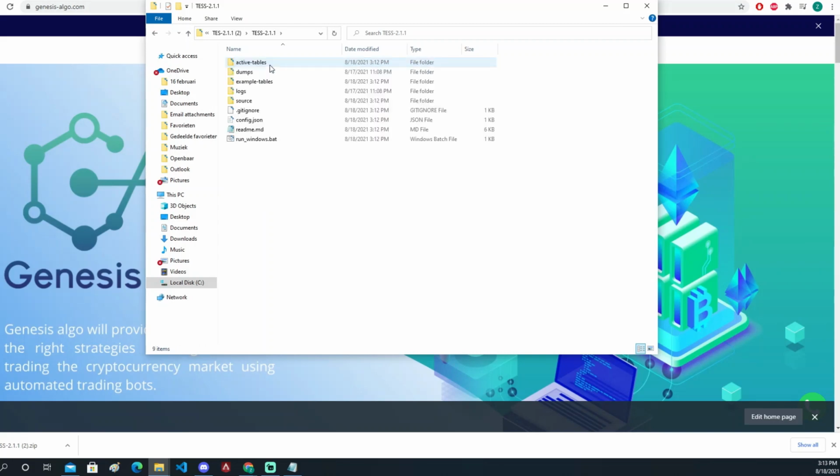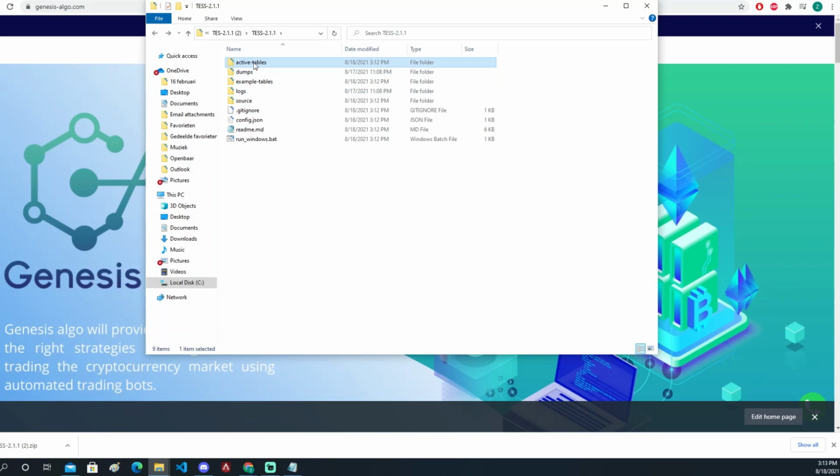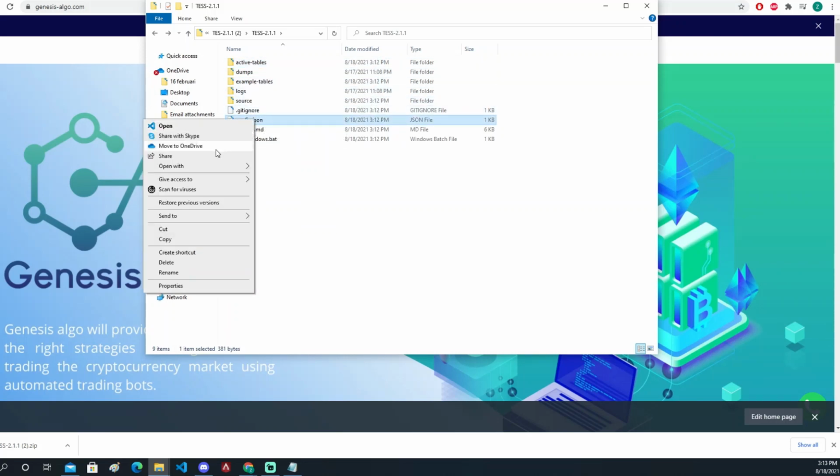TESS with one S, that's what I changed the name to, but you'll go into your TESS 2.1.1 folder. The first thing you see are the active tables. These are the ones for Bitcoin that you've received with your other version as well, in which we know that the sideways pretty much gets you out of any sticky situation. The bull and bear are when you have a bias towards one particular trend, and the long and short UI are direct action. So it's basically DCA strategies.